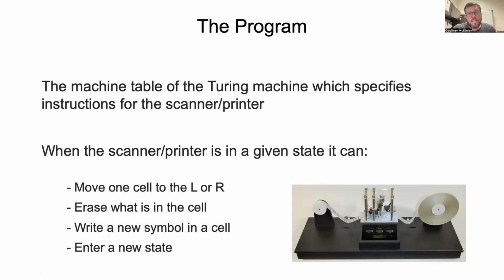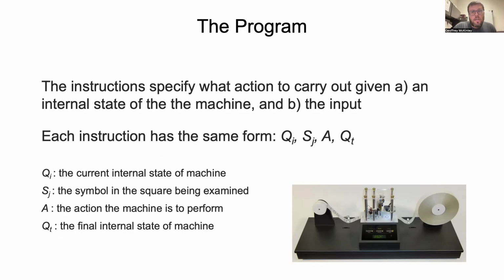Yeah, so the machine table of a Turing machine specifies the instructions for the scanner and printer. So when the scanner and printer is in a given state, it can move one cell to the left or to the right. It can erase what's in the cell. It can write a new symbol in that cell, or it can enter into a new state. So the instructions specify what action to carry out given A, the internal state of the machine, and B, the input.